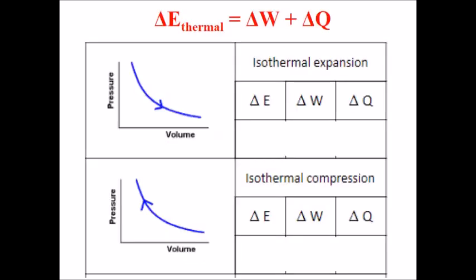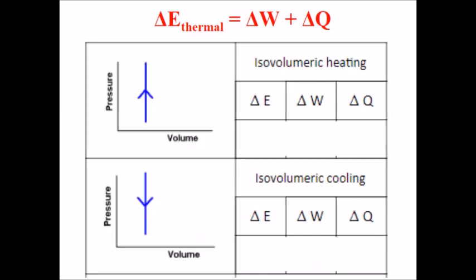Isothermal expansion and compression. Well, since they're isothermal, the total temperature stays the same. That means the total thermal energy stays the same. There we have it, and the first law of thermodynamics still a thing. So for this isothermal expansion, delta W is negative and delta Q is positive. In both cases, whether you have isothermal expansion or isothermal compression, the magnitude of the W and the magnitude of the Q have to be the same because delta E thermal is 0 by definition for isothermal processes.